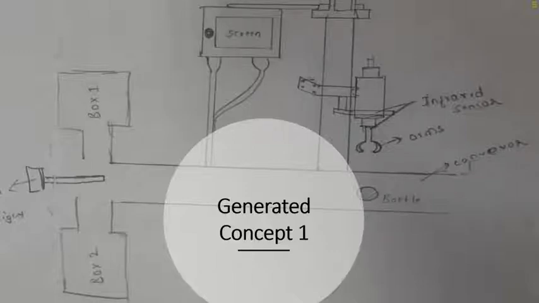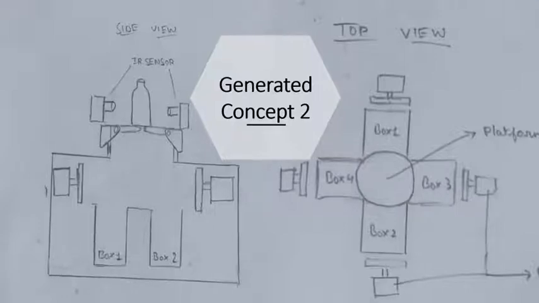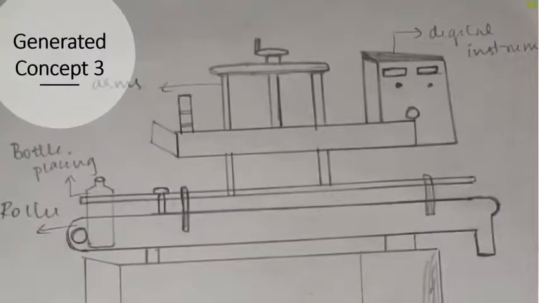In the second generated concept, the bottle is vertically displaced to its platform, and then the diameter is measured using the arms, and then it is put into its particular box. In concept 3, there is a horizontal movement of the bottle along the conveyor belt, and the machine is raised to a particular platform. The bottle is moved to the respective block.